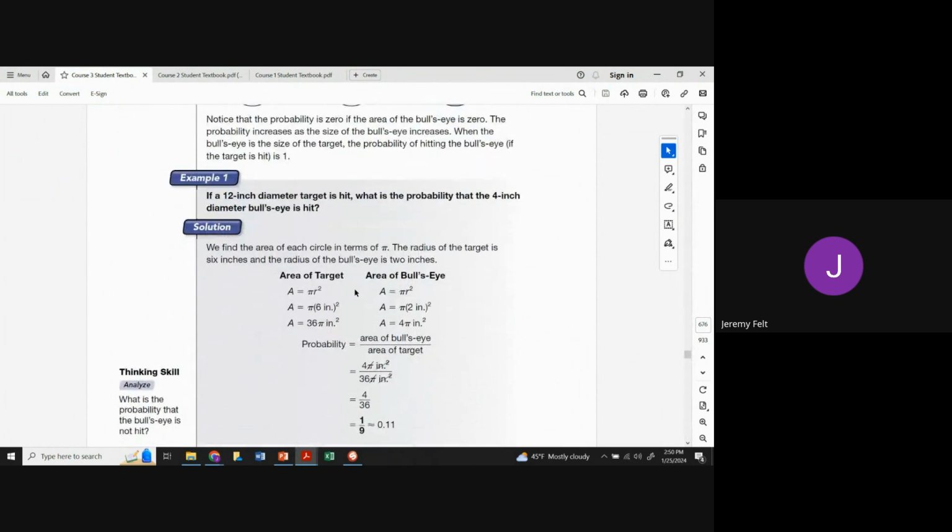So if a 12-inch diameter target is hit, what is the probability that the 4-inch diameter bullseye is hit? So again, we're assuming that the target's hit. I'm not talking about the probability of hitting the target itself. So assuming that we're going to hit the target, what's the probability that we also hit the bullseye?